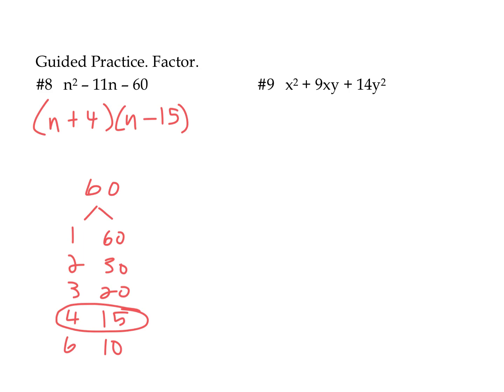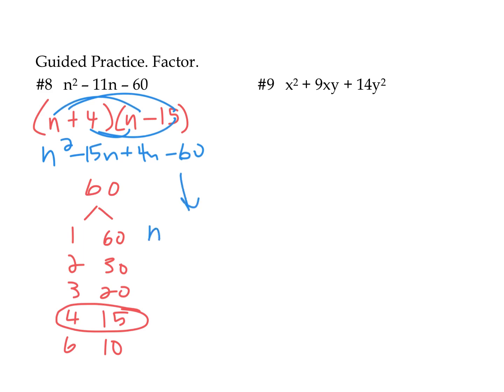And on any of these problems, if you want to see if it's the right factoring, multiply them back together. Okay, let's multiply these back together. I could distribute the n into the parentheses. I'd get n squared minus 15n. And then I could distribute the 4 into the parentheses. I'd get plus 4n and minus 60. And when I combine my two middle terms, I'd have n squared minus 11n minus 60.